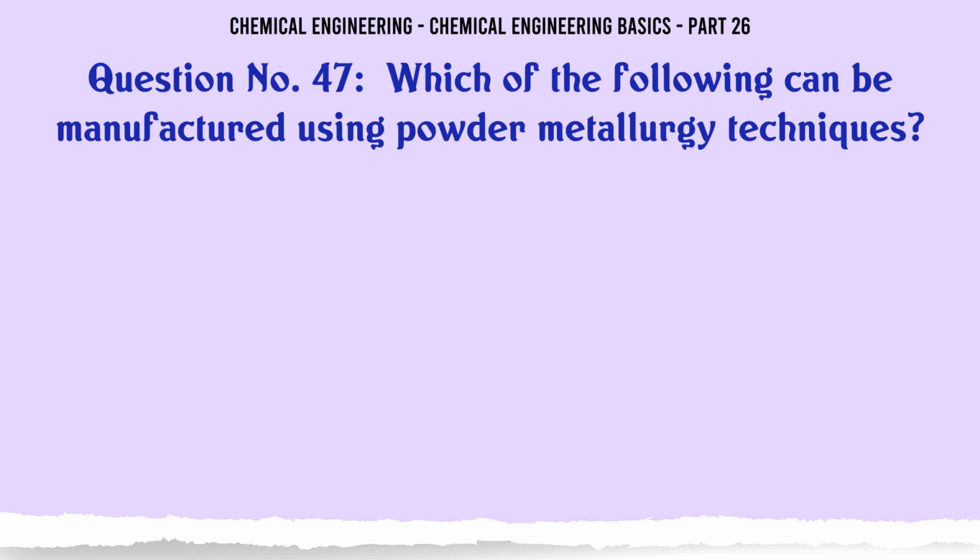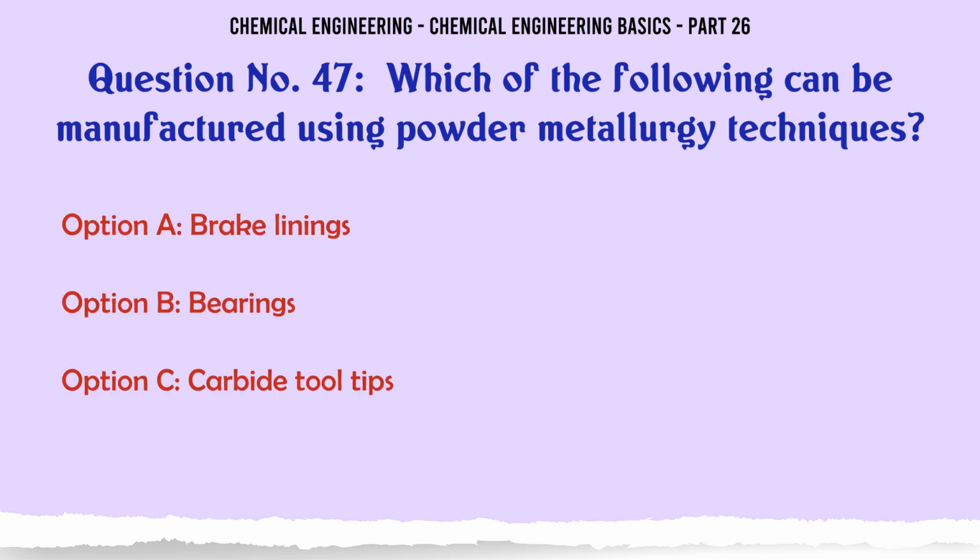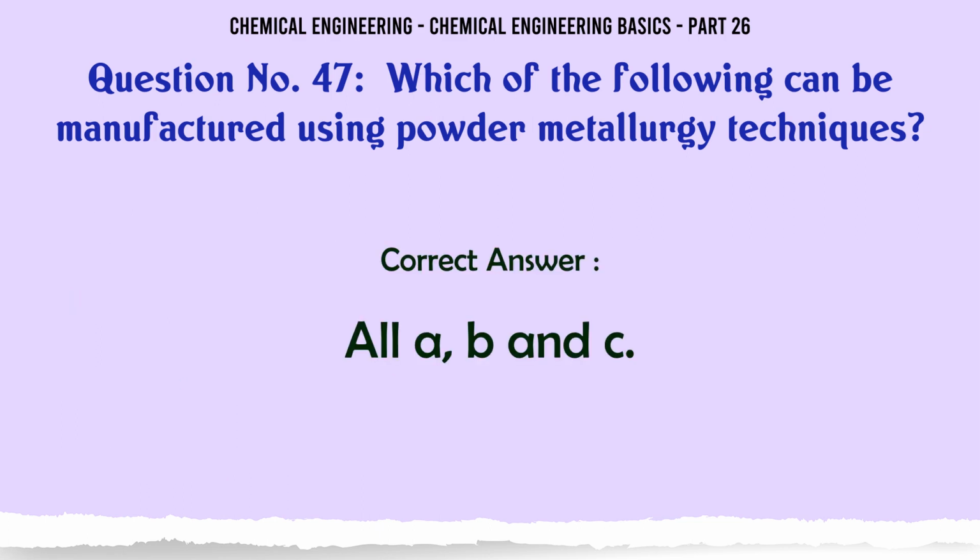Which of the following can be manufactured using powder metallurgy techniques? A. Brake linings. B. Bearings. C. Carbide tool tips. D. All A, B, and C. The correct answer is all A, B, and C.